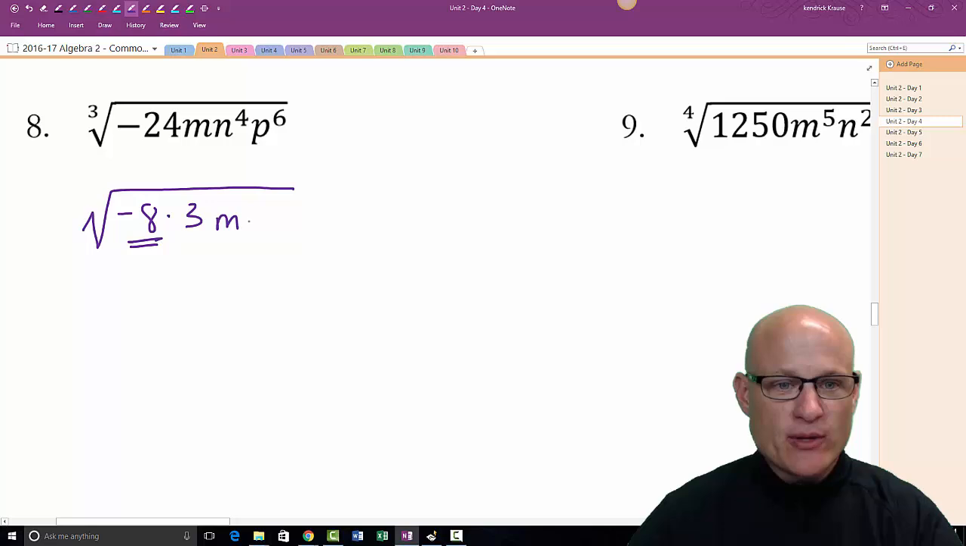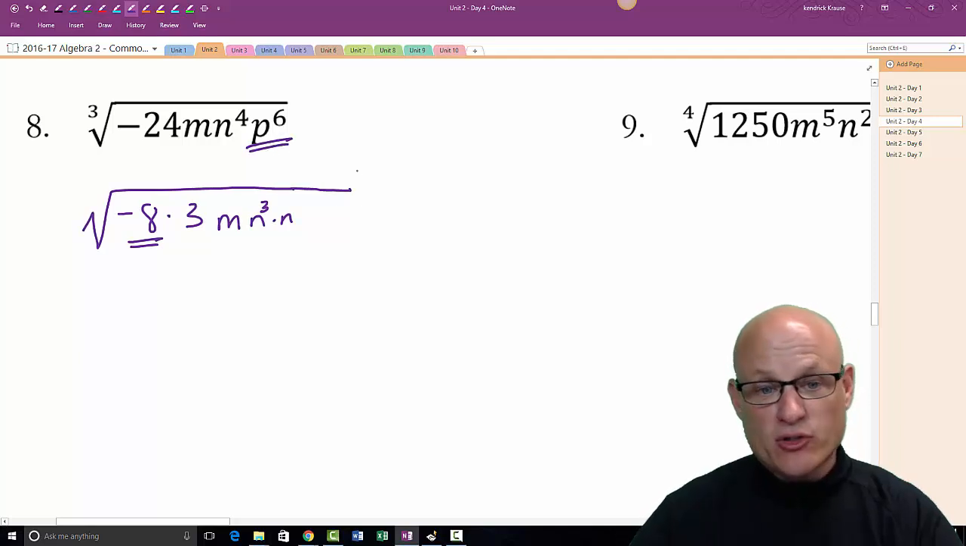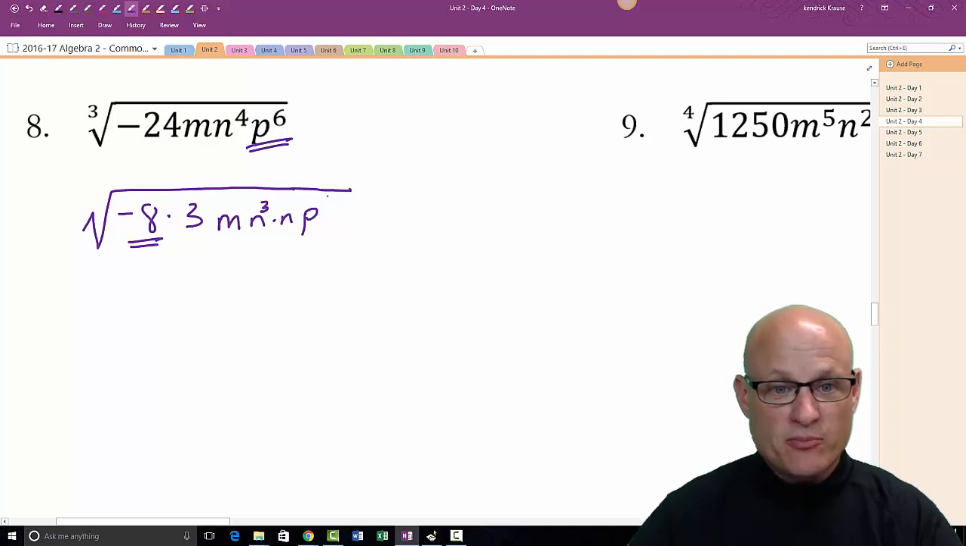m I can't do anything with. n I can do something. n cubed times n. And p already has a multiple of 3, so I'm okay with that. I'll leave it as p to the 6.